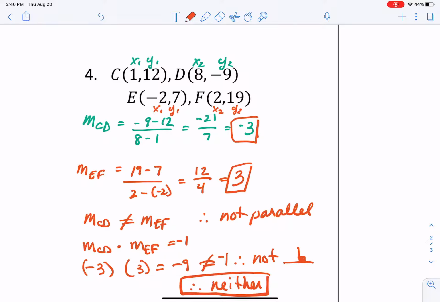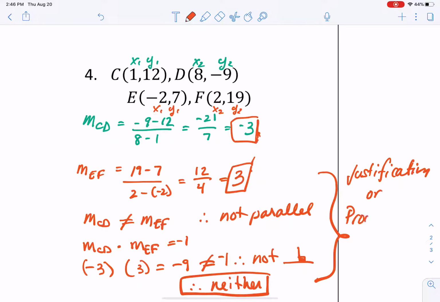If you can look at it and realize that these two aren't the same, so they're not parallel, and you can realize that they are not opposite reciprocals, then that is not perpendicular. But this section right here is the justification or proof that your answer is correct. It is a self-check to make sure that you have the right answer by looking at either this or this.